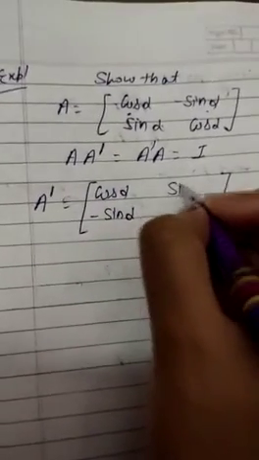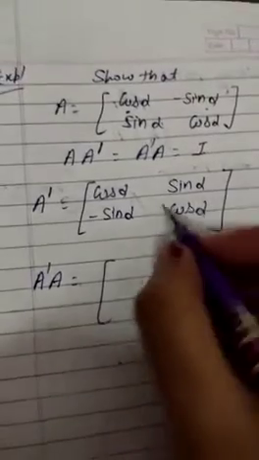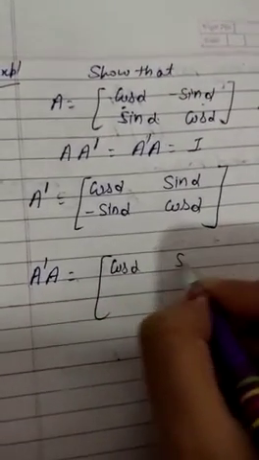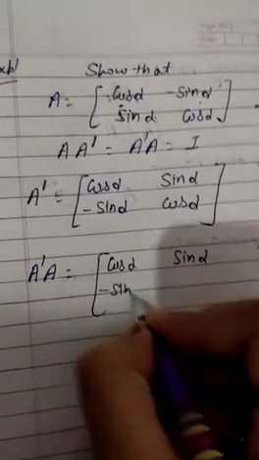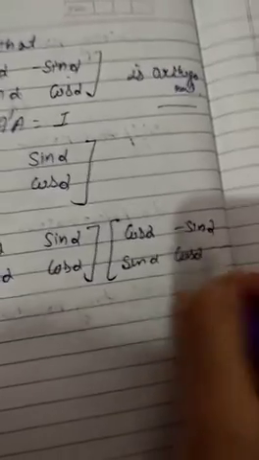So now I am going to find first of all A transpose. What is the A transpose? It is the interchange of rows into columns. Cos alpha, minus sin alpha, I am going to write it as cos alpha, sin alpha, then minus sin alpha and cos alpha. This is the transpose of the A matrix. Now I am going to find A transpose into A. A transpose is cos alpha, sin alpha, minus sin alpha, cos alpha, and I am going to multiply it with the A matrix: cos alpha, minus sin alpha, then sin alpha and cos alpha.